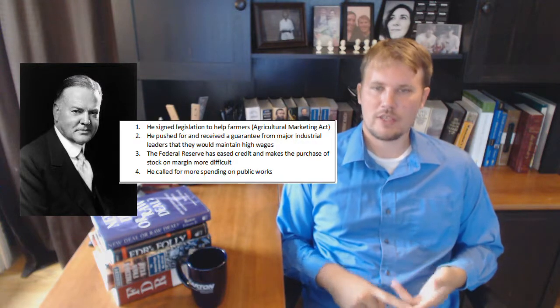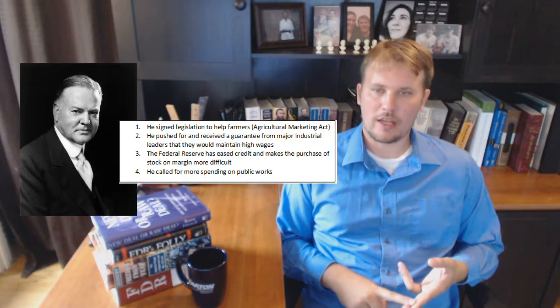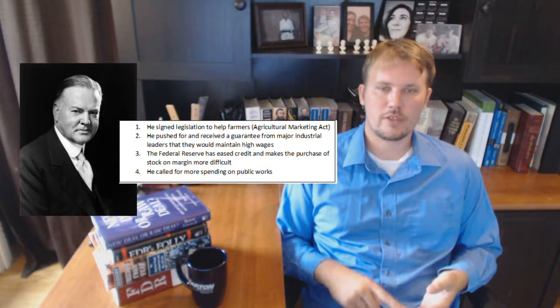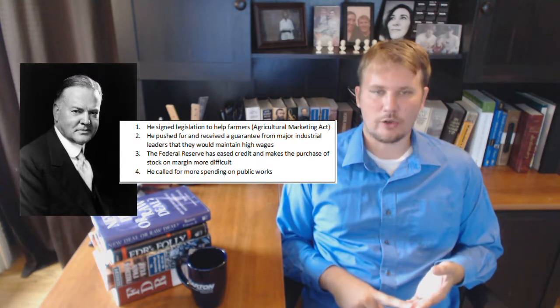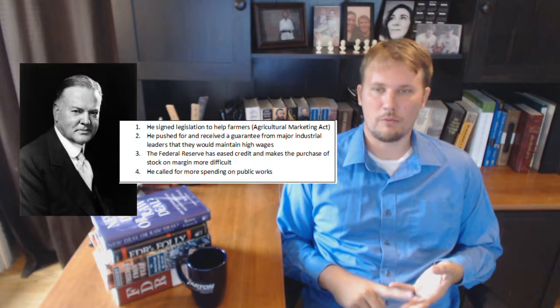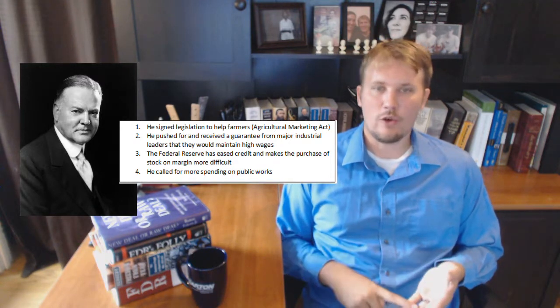So to summarize so far, he's helped farmers. He has received a guarantee from business leaders not to cut wages. They'll cut their profits first. The Federal Reserve is easing credit and trying to make buying stocks on margin more difficult. And Hoover's called for more spending on public works. So Hoover's taken a number of steps.